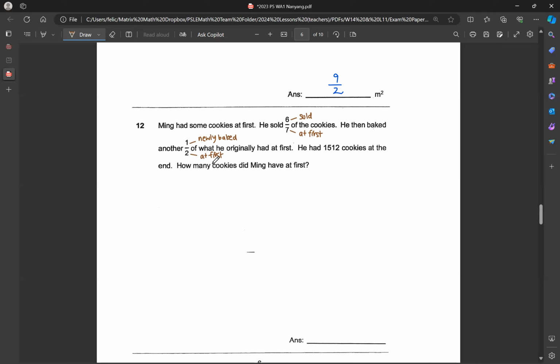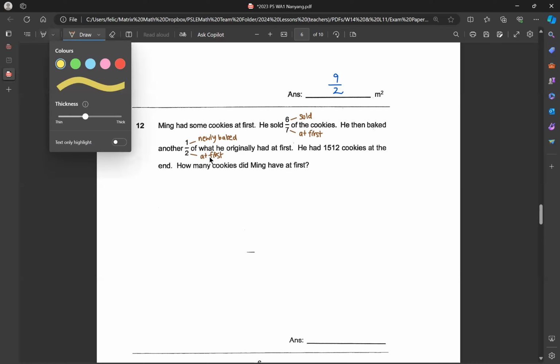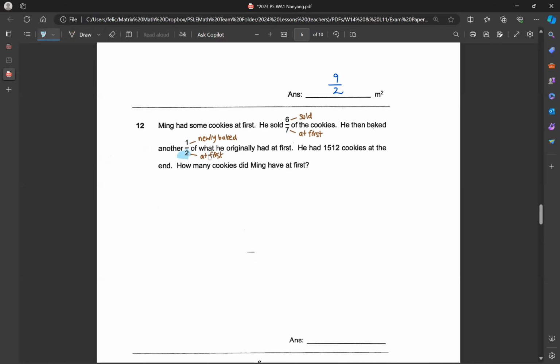All right. So if you look at my denominator, 7 is representing at first, 2 is also representing at first. So can I make the denominators the same? The answer is yes, you can, because they both represent the same thing, which is the at first. So this 2 and this 7, no problem. Both represent at first and at first.